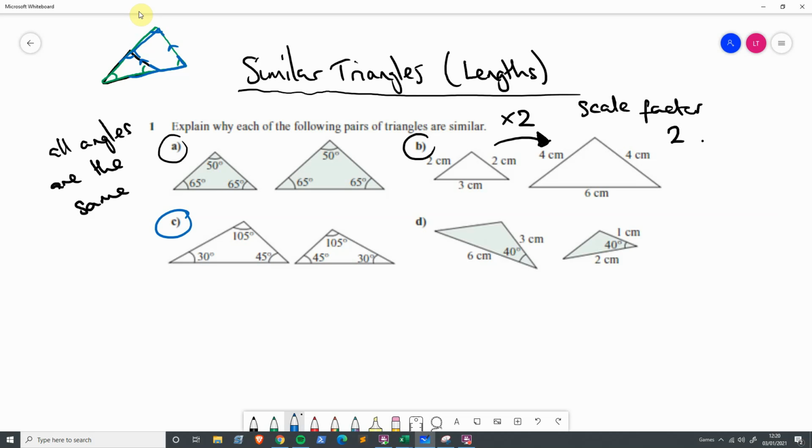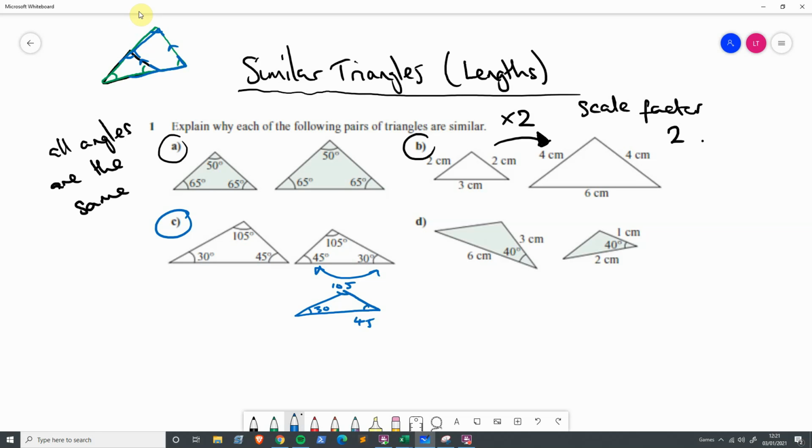On this one down here, this would still be similar. All they've done is flipped the triangle, and you're not always going to see it drawn nicely for you in questions. All they've done is flipped it round. So imagine if we tipped this triangle over like this. So the 30 was there, the 45 was there, and the 105 was there. It's got the same angles. At this stage, we don't care if they're the same lengths. We don't need to know that. We know they're similar because they can have different lengths.